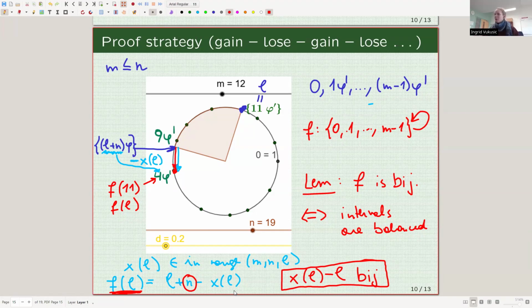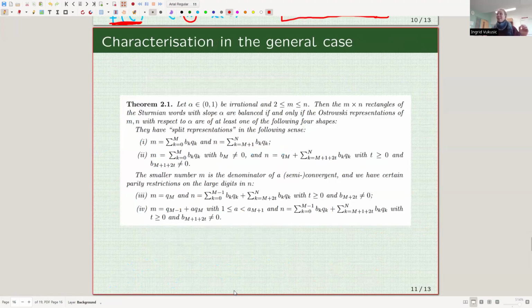But yeah, so I worked out all the details, I hope, and this is the current main theorem. It's not as bad as it looks. It has just 4 cases, and the first 2 cases are really easy to understand. They are the same as we had in the Fibonacci case. Remember, the first 2 cases were split cases, so where m only has small digits up to some capital N, and n only has large digits.